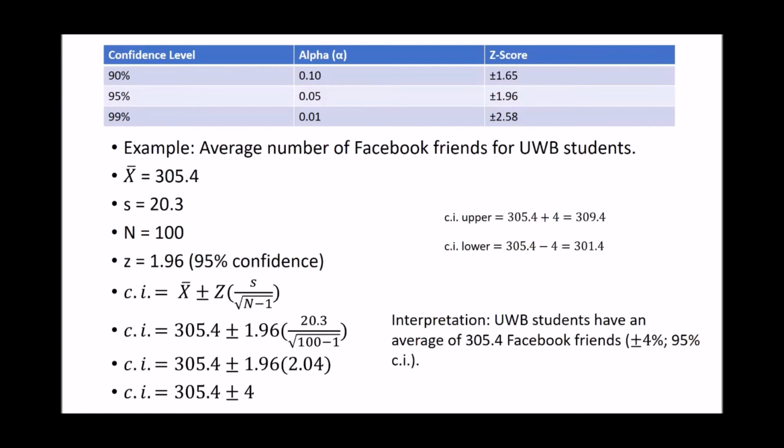And our 95% confidence interval is saying that if we were to draw 100 random samples of 100 students, only 5% of those samples would fall outside of this range and would be inaccurate. So our chances of being inaccurate are less than 5%. That's what this confidence interval is telling us.